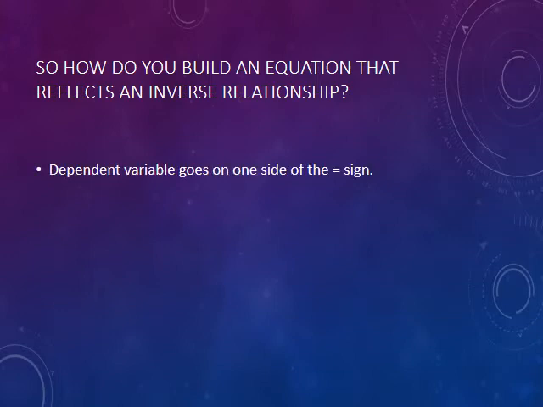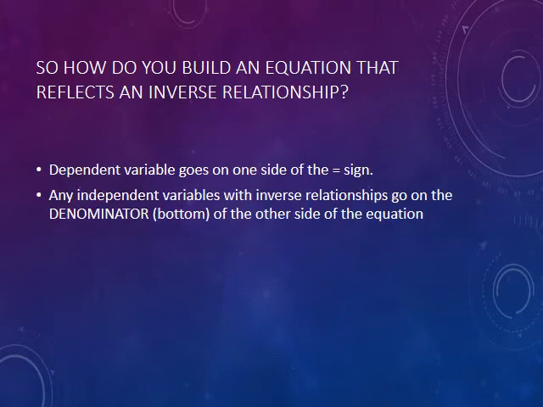Well, just like we did before, we're going to leave our dependent variable on one side of the equal sign, but this time on the other side of the equal sign, we're going to put our independent variable on the bottom, on the denominator of the other side of the equation. So it's going to look something like this. Niceness on one side. On the other side, we have a 1 over H. Okay, we have an H on the bottom.